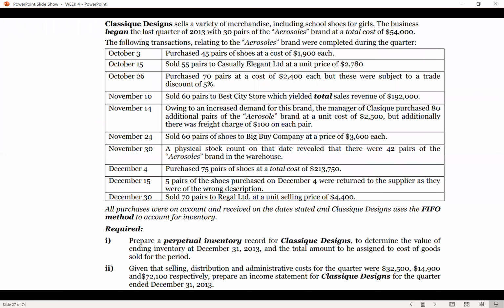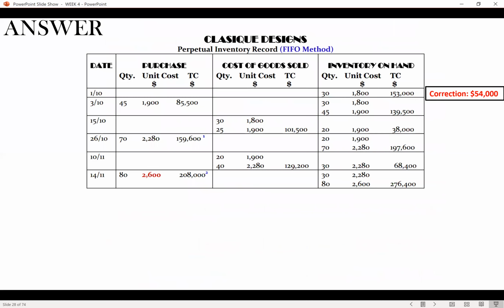So let's continue. On November 24th, we sold 60 pairs of shoes to Big Buy Company at a purchase price of 3,600 each. Remember, for a sale, that's going to our cost of goods sold section. But to update our inventory record system, all we need to focus on is the quantity sold. And the quantity here is 60.